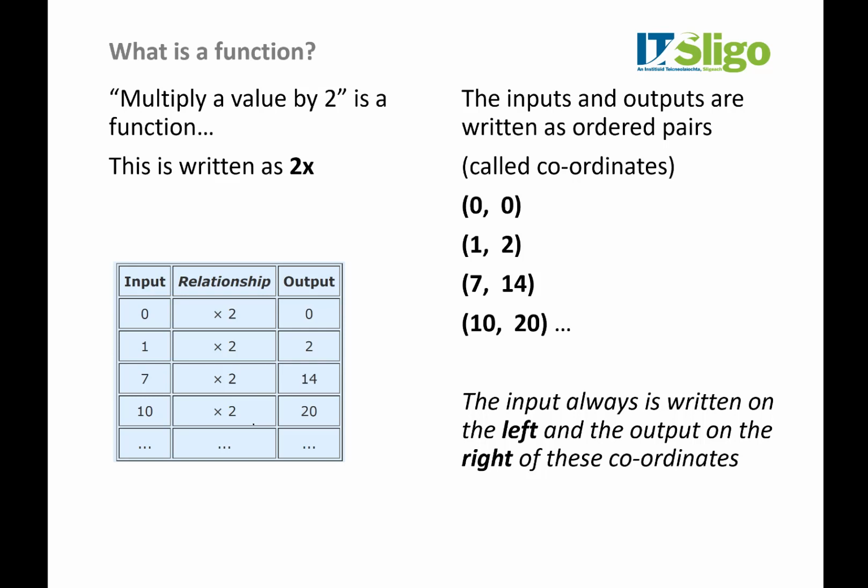Now the values of the input are called the domain. So 0, 1, 7, 10, that's the domain of this function. These are the values we're interested in. And then the outputs are called the range. We won't be using this terminology very much. It's just to be au fait with the language used. So the inputs are called the domain. The outputs are called the range of the function.